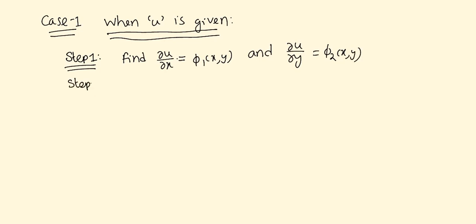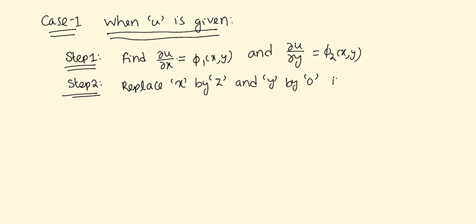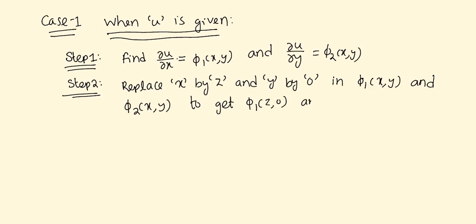Next, step 2: here you have to replace x by z and y by 0 in phi 1 function of xy and in phi 2 function of xy to get phi 1 function of z0 and phi 2 function of z0.